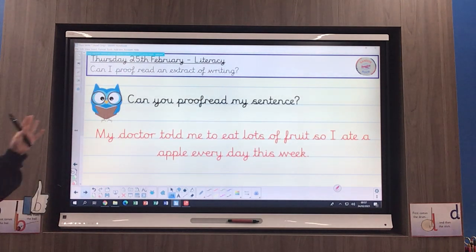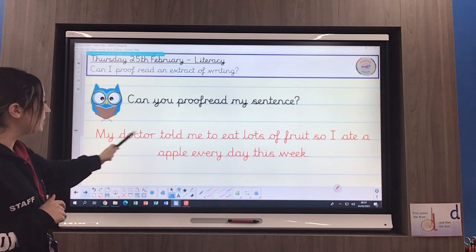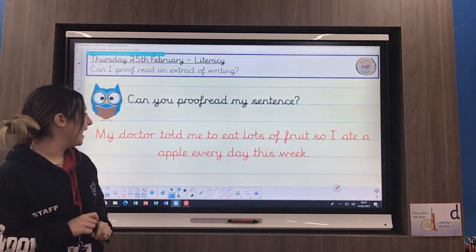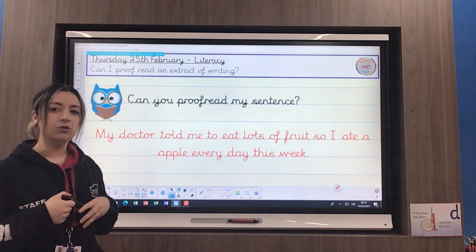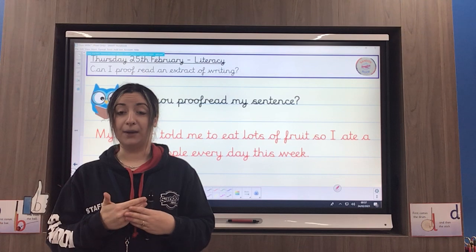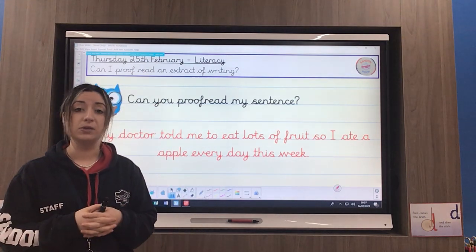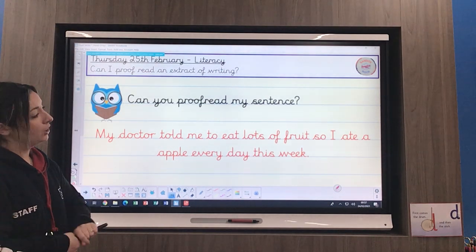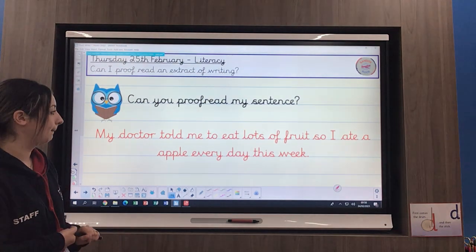So I want you to try and proofread my sentence in red. My doctor told me to eat lots of fruit, so I ate an apple every day this week. I want you to really have a close look. So we're looking for spelling, punctuation, grammar. Where are my errors? Proofread my work. So I'm going to read it to you one more time. My doctor told me to eat lots of fruit, so I ate an apple every day this week.